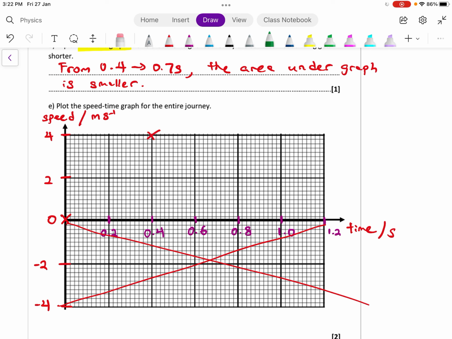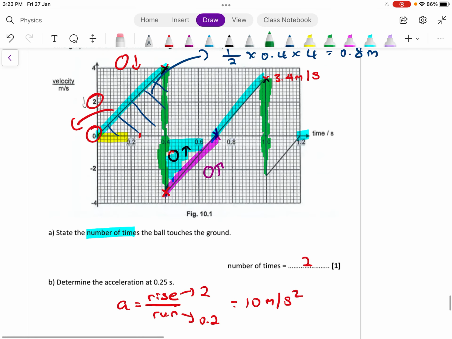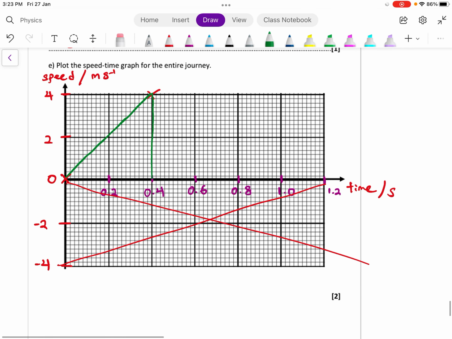So you just need to draw a straight line using a ruler. Next, I hit the ground at 0.4 seconds, so my speed will decrease drastically to 0. But before I rise, I will have a speed of 3.4 meters per second. At this rising part, you just need to sketch at the same part of the graph. So you just draw here. 3.4 is roughly here.